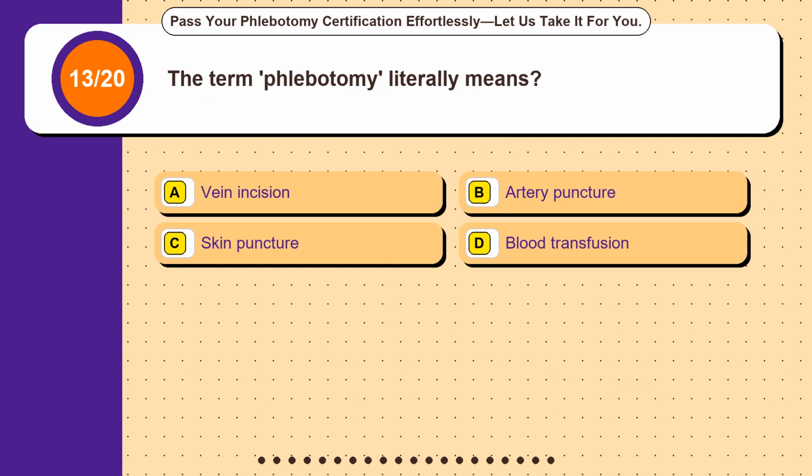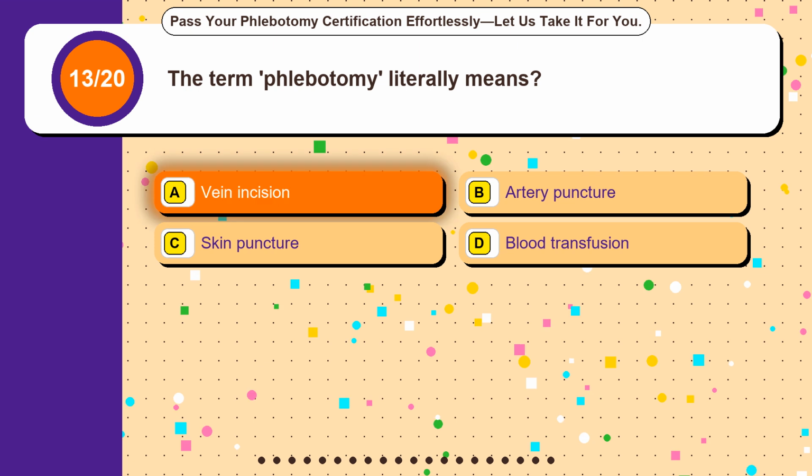Question 13. The term phlebotomy literally means: option A, vein incision. Option B, artery puncture. Option C, skin puncture. Option D, blood transfusion. The correct answer is option A, vein incision.